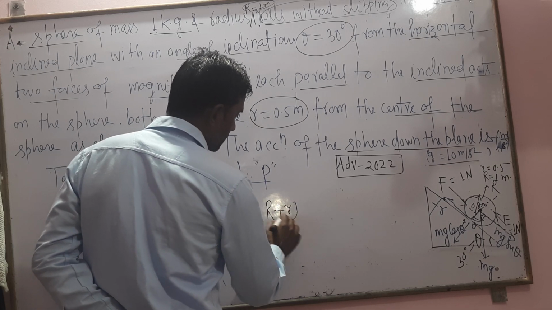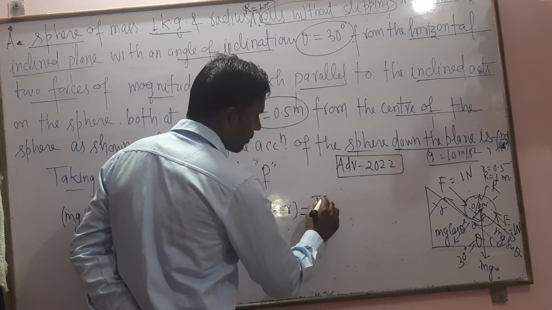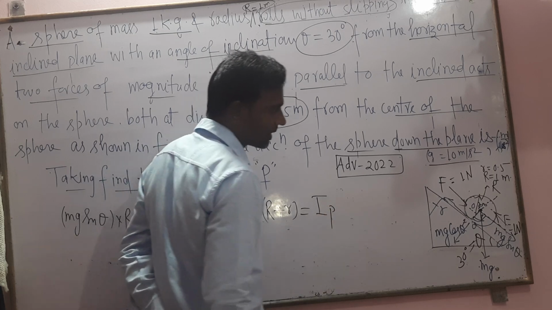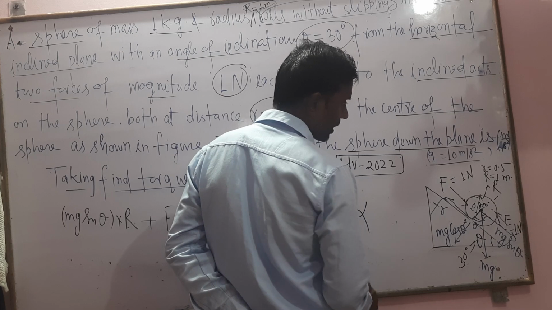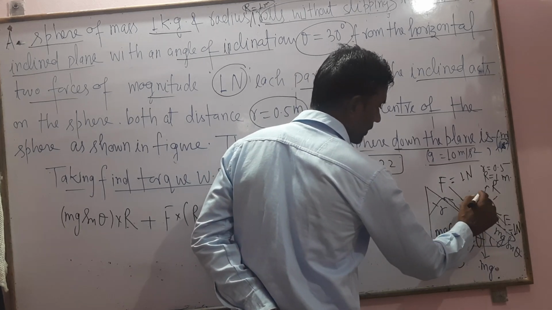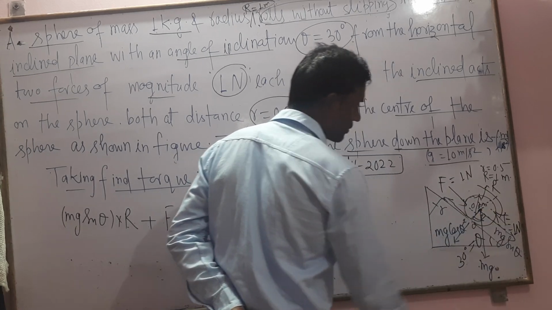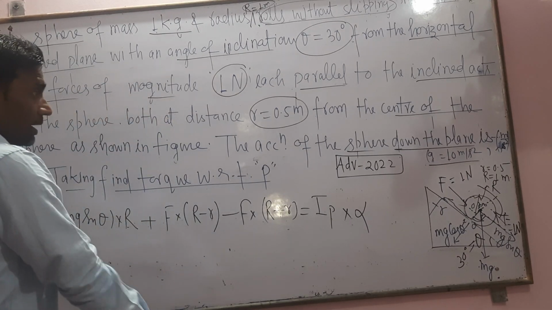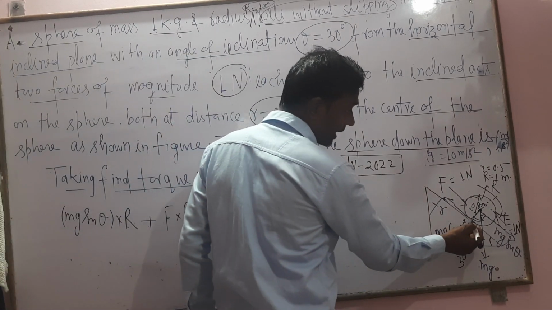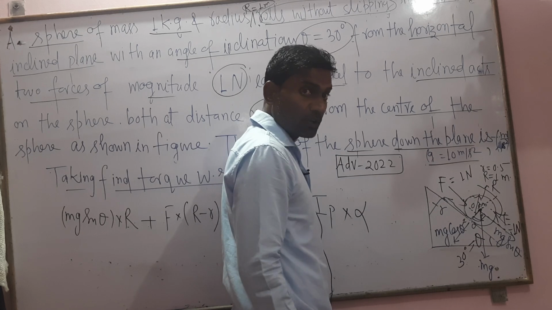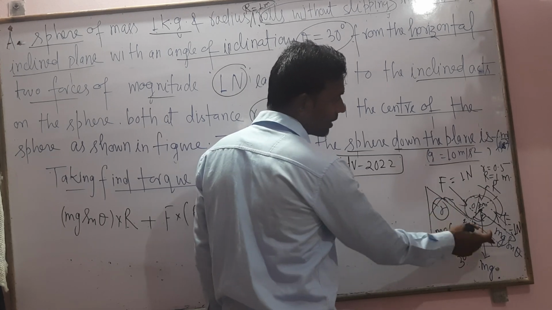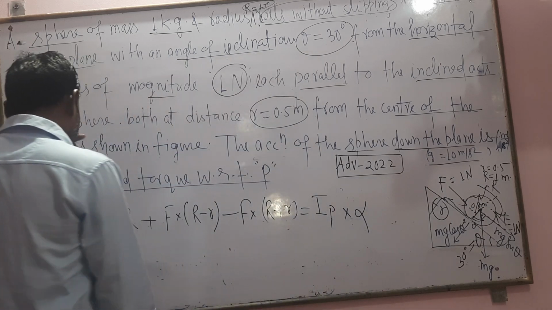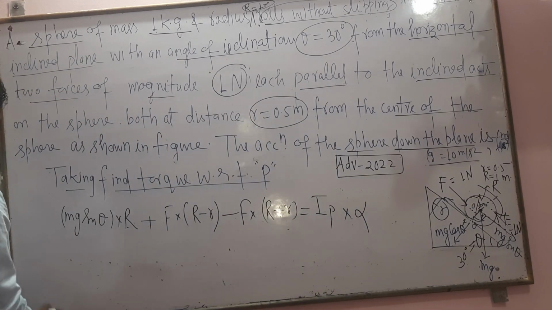This equals the moment of inertia of the sphere with respect to point P times alpha, the angular acceleration. The sphere is rolling without slipping, so the frictional force acts upward. Now we put in the values of m, theta, R and F.